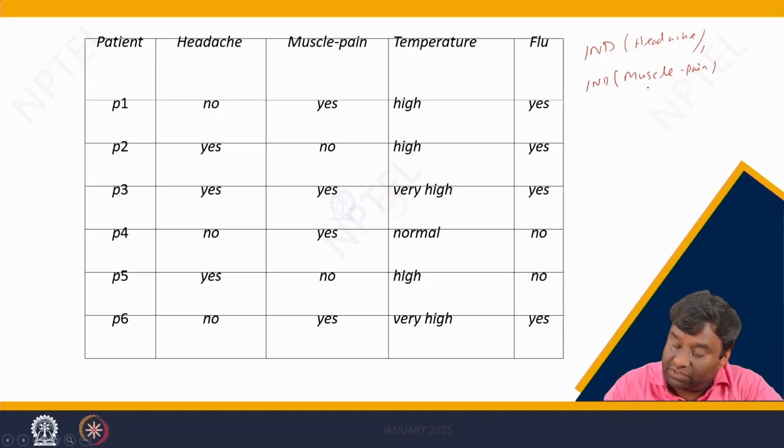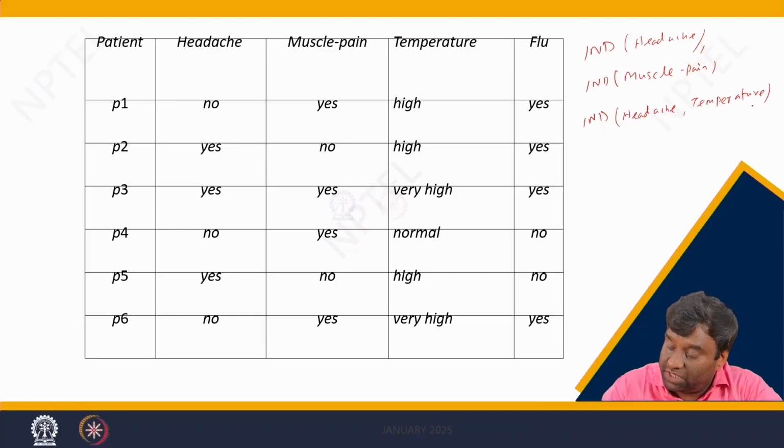Similarly, find the temperature of that. Then try to find the indiscernibility relations of headache, temperature, etc., and also find the lower approximation and upper approximation for the target sets flu yes and flu no. For headache and temperature, these are something you should practice on your own.